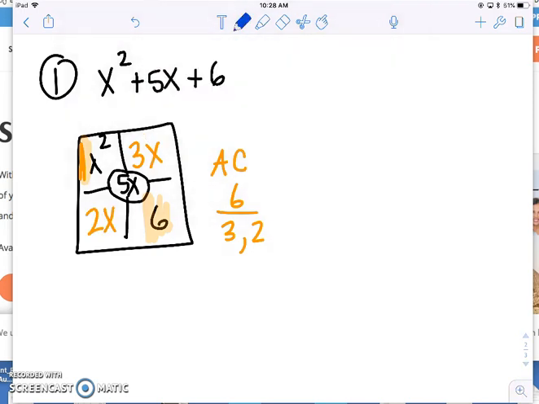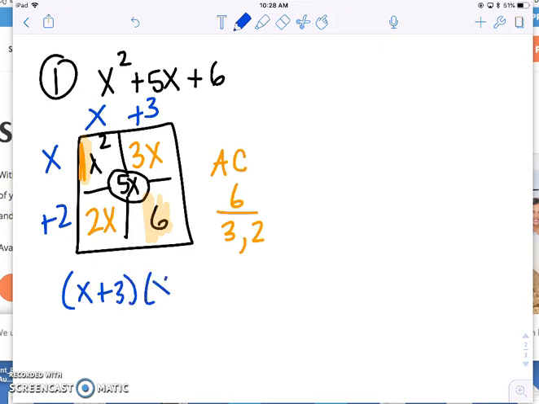And then we can find the outside. So x times x plus 3 plus 2. So it factors into x plus 3, x plus 2. But if we said solve this, it would cross at x equals negative 3, x equals negative 2.